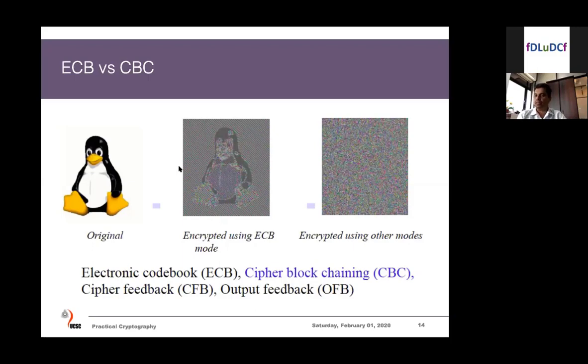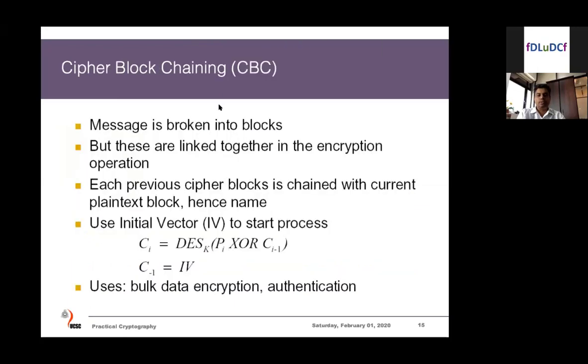ECB is mainly used to encrypt a small set of data, maybe one block of data, like some of your credit card numbers or other confidential information, just one block, right? The recommended encryption mode most people use nowadays is called cipher block chaining mode. There is an alternative to cipher block chaining mode called GCM as well. I will discuss GCM towards the end.